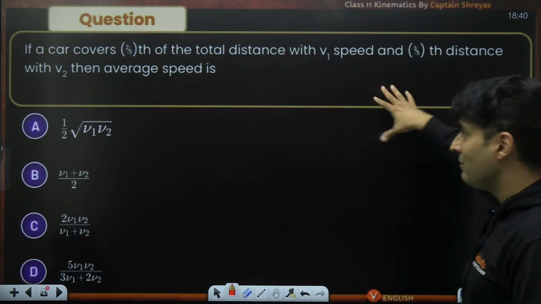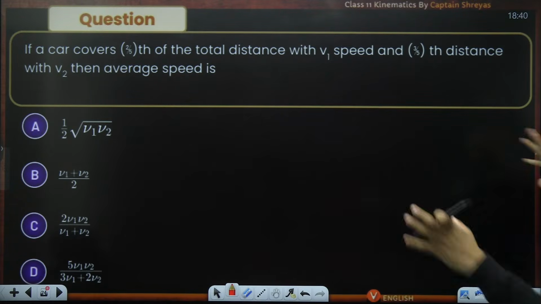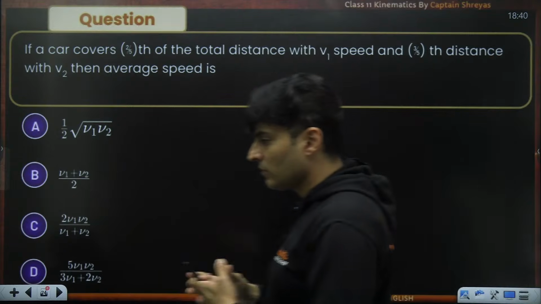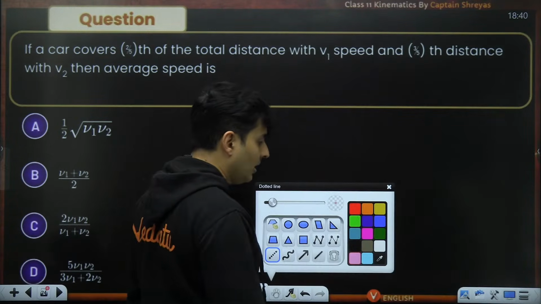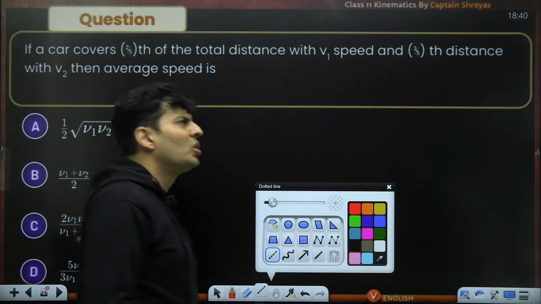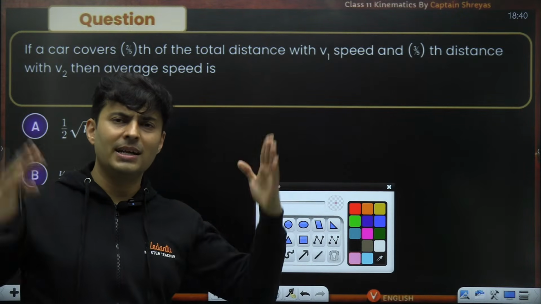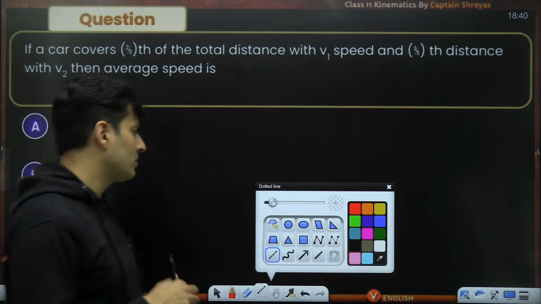If a car is traveling 2/5 of the total distance with V1 and 3/5 with V2, then the average speed is... okay, interesting. 2/5 and 3/5, not equal distances. So fifth means, imagine I take some distance and divide it into 5 equal parts, and then I take 2 parts of it, and then I take 3 parts of it.